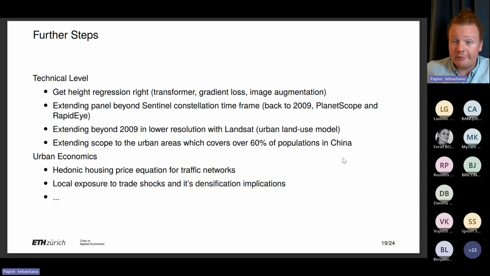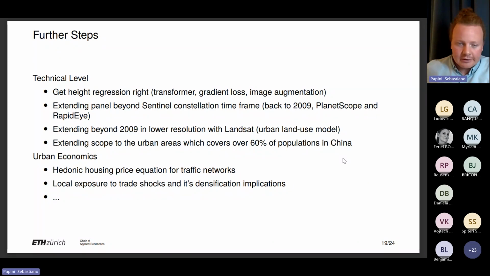And therefore, we employ the Planet constellations now. That should bring us back to 2009, roughly. And in parallel, we're working on methods to go even further back, but that with Landsat. So this is much lower resolution, and we will have to see what we can work out there.